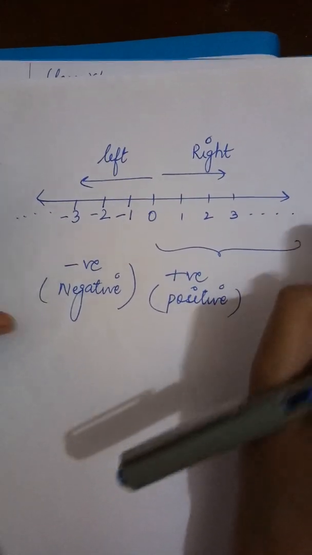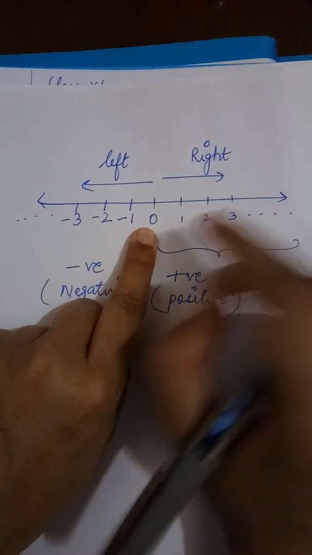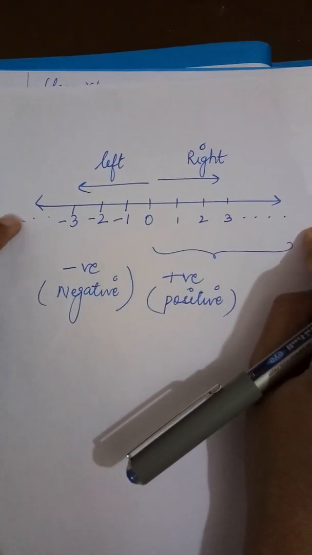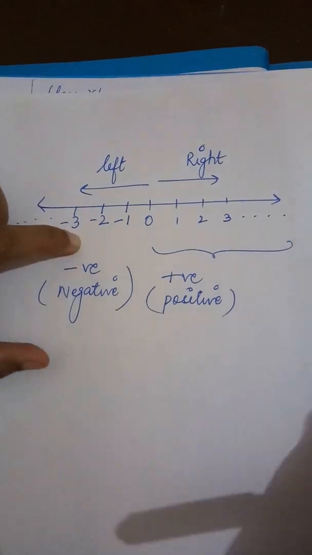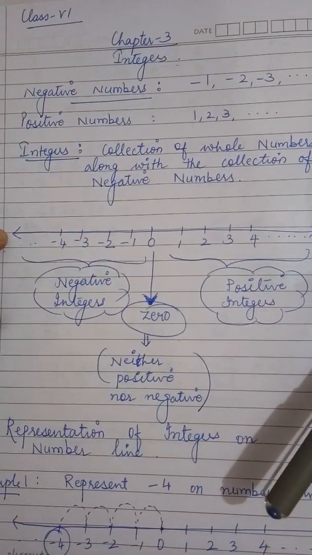This is a number line in which we are representing the integers. To the right side of the 0 we have the positive integers, to the left side of the 0 we have the negative integers. Okay, now let's move to what is written in this diagram. I have drawn a number line.